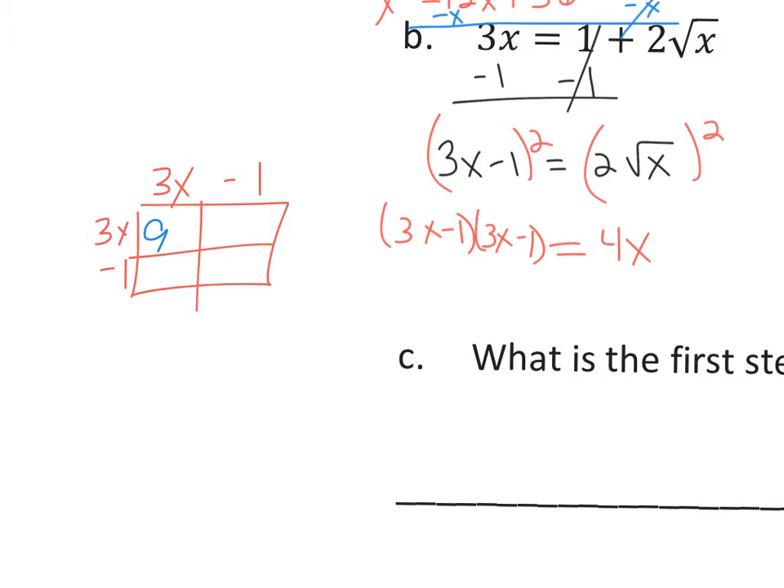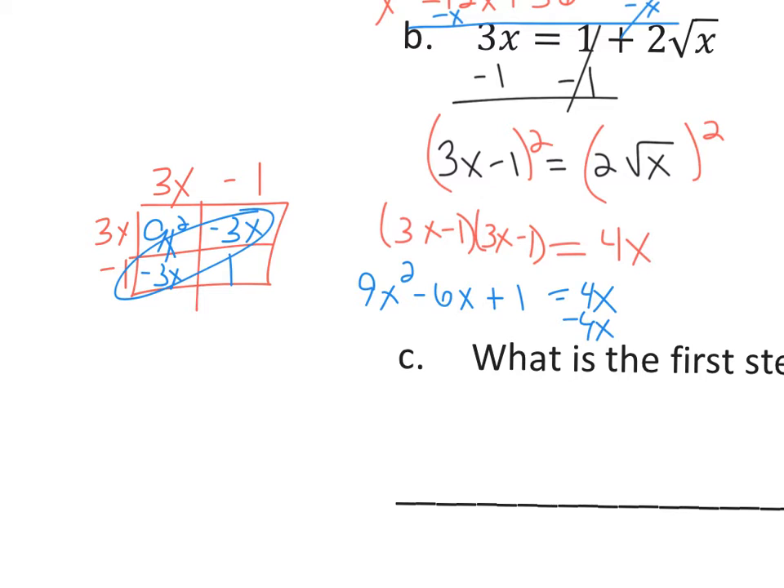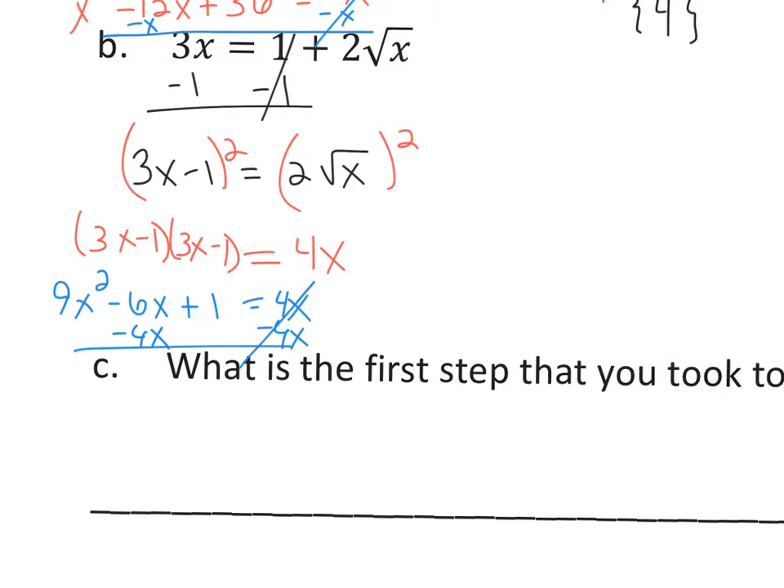So you're going to end up getting 9x squared minus 3x plus 1. These will combine to a negative 6x. So I'll get 9x squared, negative 6x plus 1 equals 4x. Okay, subtract the 4x over, and you will end up getting 9x squared minus 10x plus 1 equals 0.